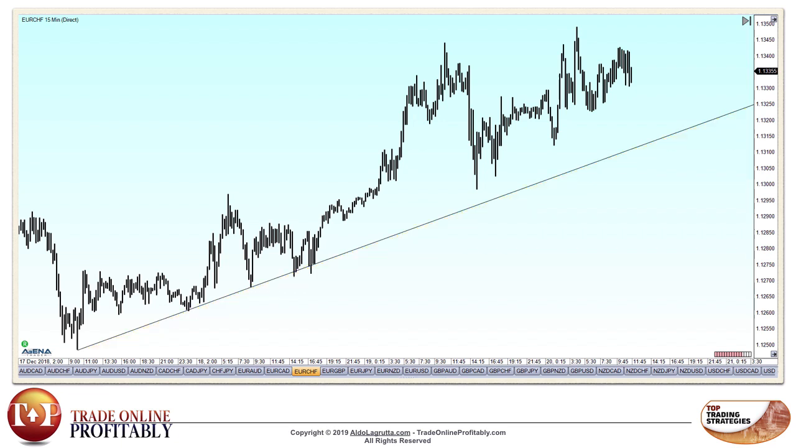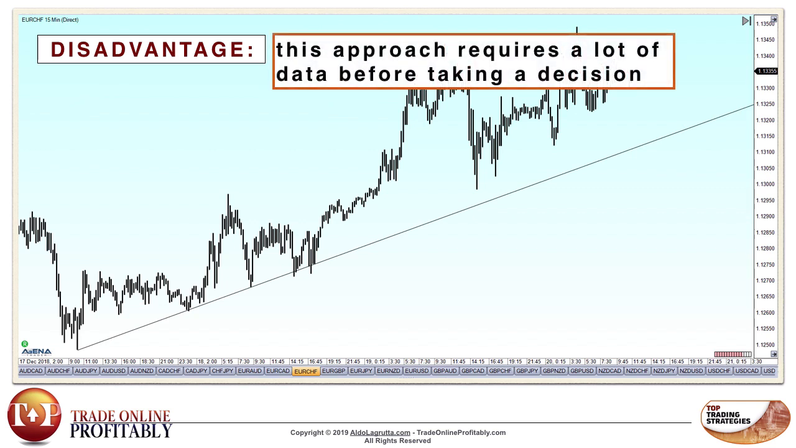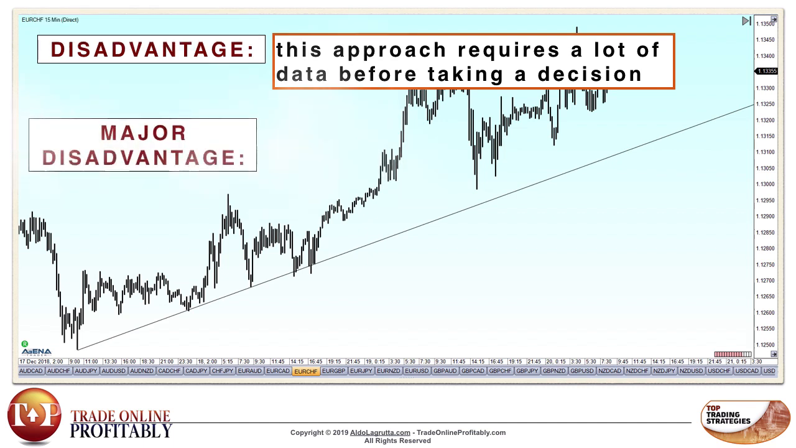Conversely, if prices decline from the upper left corner to the lower right corner of your screen, you are in a downtrend. But this approach to identify the trend is not always of great use to a trader. While we can expect prices to continue higher, at least until the trend line is violated, this approach requires a lot of data before taking a decision, which is a major disadvantage.